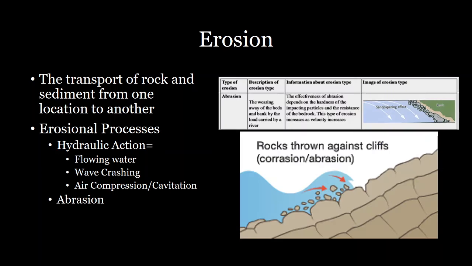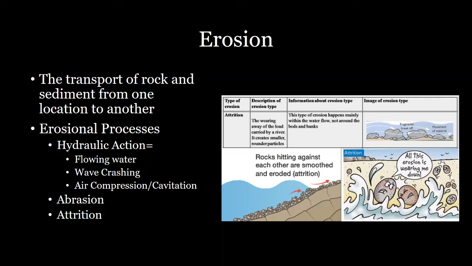The next erosional process is abrasion. So this is when rocks are thrown against a cliff face or a riverbed. So it's rocks that are transported by the fluid itself, and the banging of rocks itself is what's causing the movement of new material.